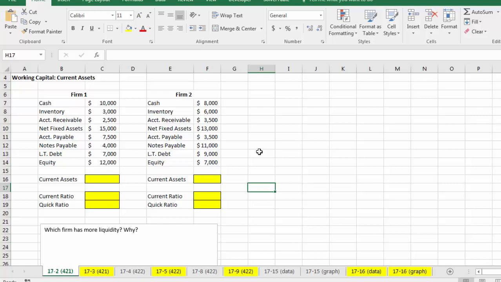So we're starting off with 17.2, page 421, and it says, compare the following two firms and decide which has more liquidity, explain why. So we've got some partial balance sheets here for firm 1 and firm 2, and we've got to decide which one has more liquidity. So we want to focus on the concept of current assets. So first let's just start by adding up the current assets.